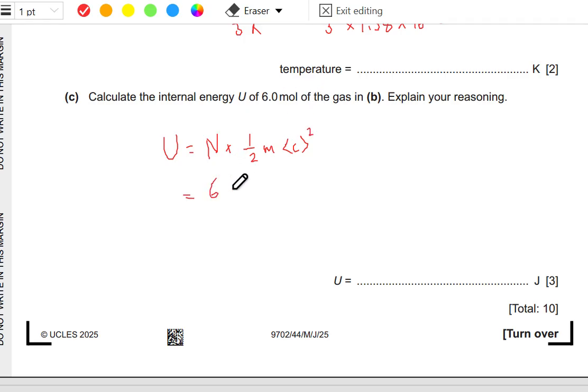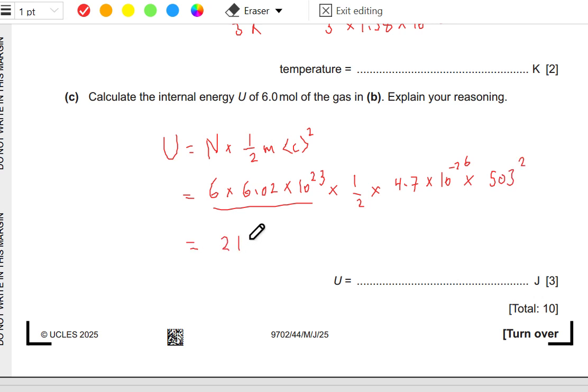We have 6 moles, and Avogadro's number represents the number of molecules per mole. So this is N. After that, we have the mass of the molecule and c. So we can just substitute and get the answer as something like that. Okay, we certainly can write it in this form.